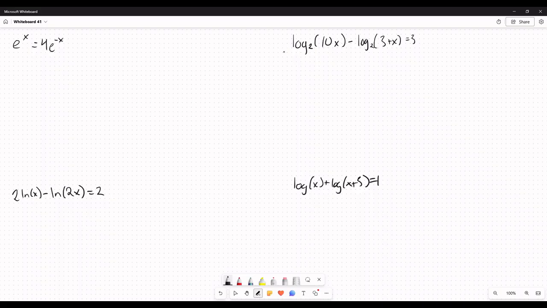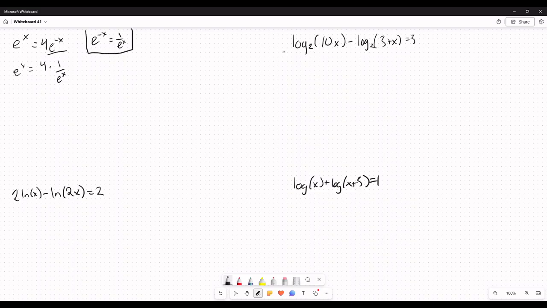One rule that you'll probably want to use is something of the variety e to the negative x equals 1 over e to the x. That's one of our log rules. And if I rewrite this using that property, what I'll get is something like e to the x equals 4 times 1 over e to the x. So there's one of our rules.